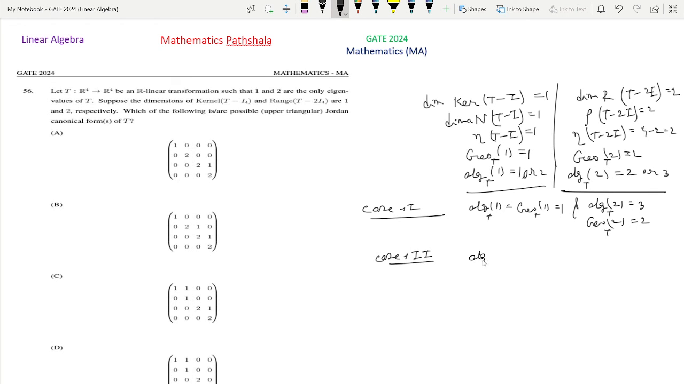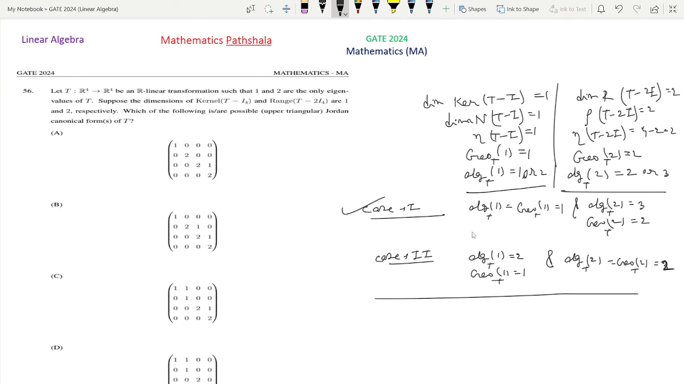The other case is the algebraic multiplicity of 1 is 2, the geometric multiplicity of 1 is 1, this is fixed, and then the algebraic multiplicity of 2 equals the geometric multiplicity of 2, which is simply 2, so 2 plus 2 is 4. Okay, so just these two cases may arise.